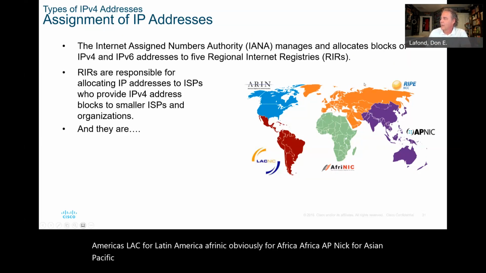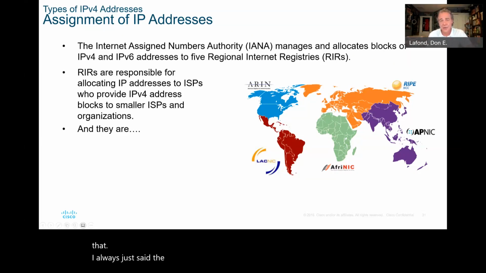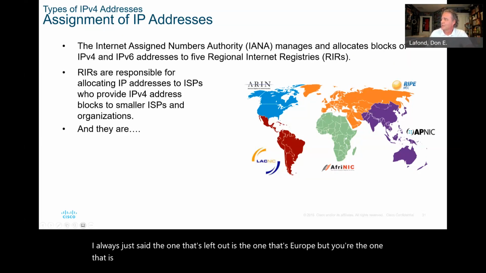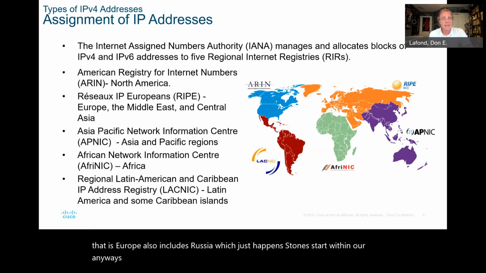One student said, I remember RIPE as Russia. And it's like, okay, if that's what you've got to do, that's what you've got to do. But up until that student told me that, I always just said the one that's left out is the one that's Europe. But Europe also includes Russia, which just happens to start with an R. RIPE is Europe, the Middle East, and Central Asia.